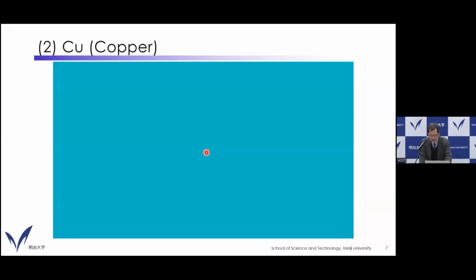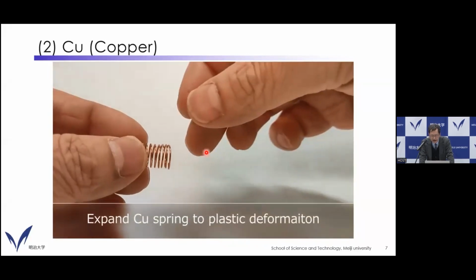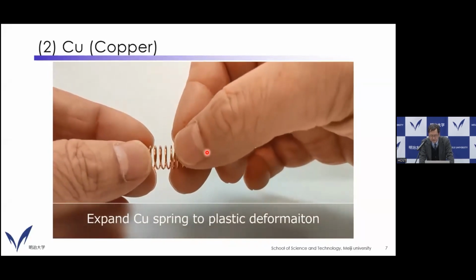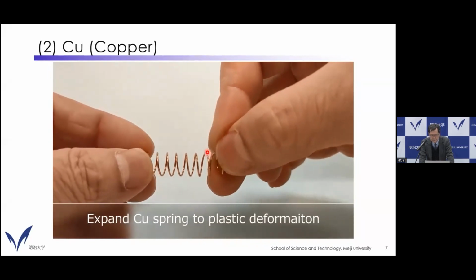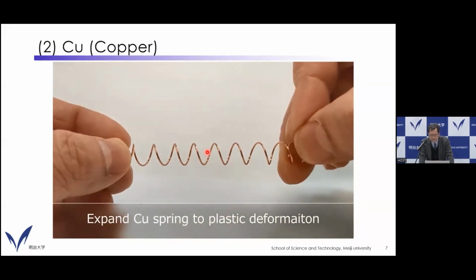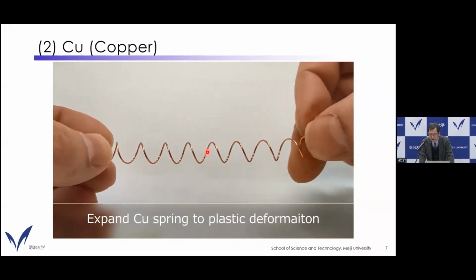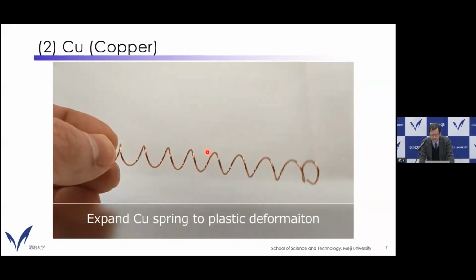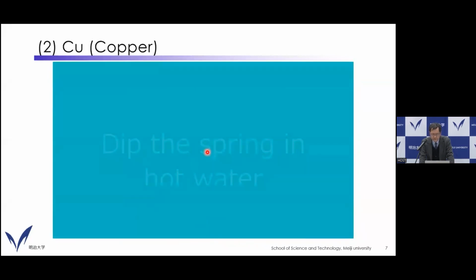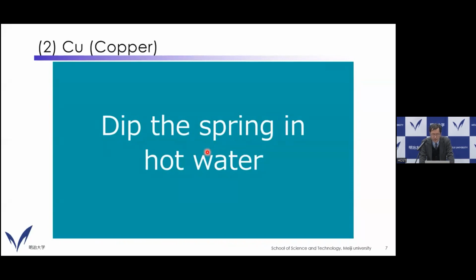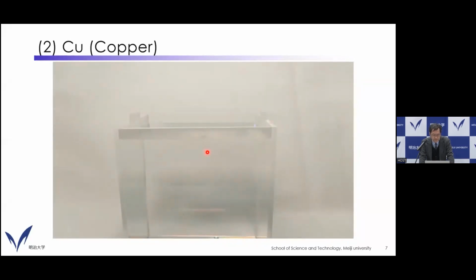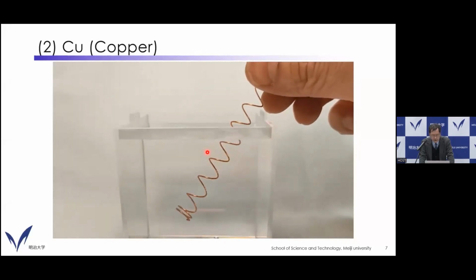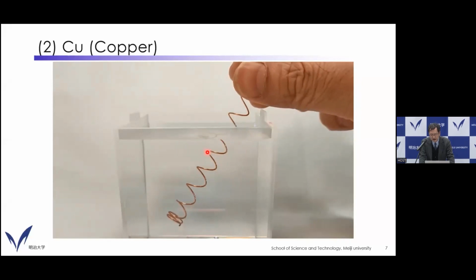The second specimen is a spring made of copper. I expand it until plastic deformation. You can see the residual elongation. I dip it in the hot water. And you can see no shape recovery.